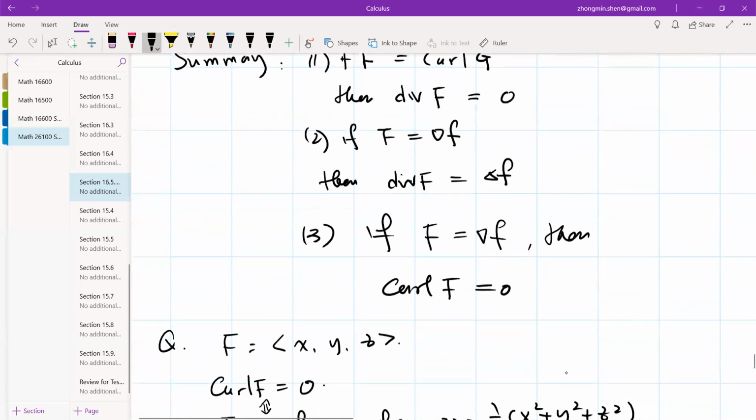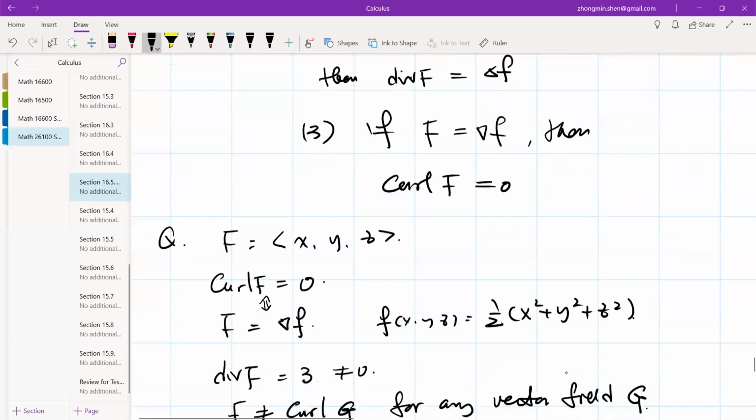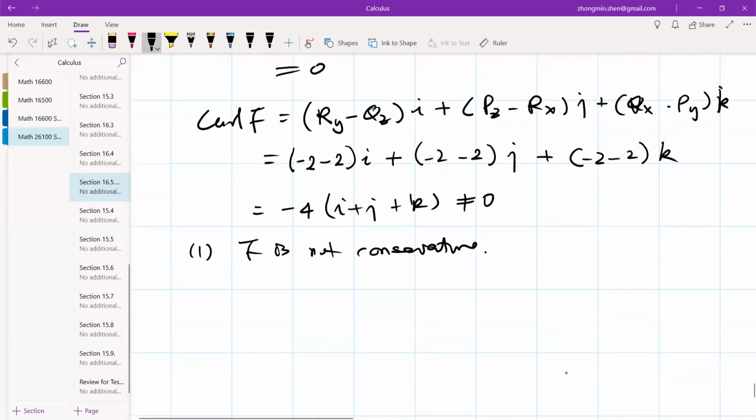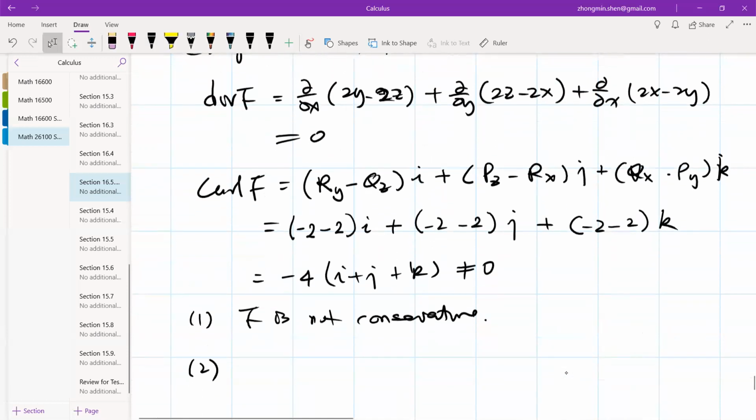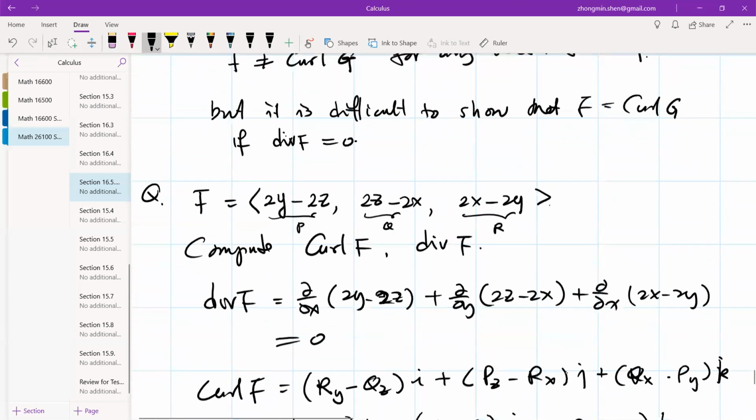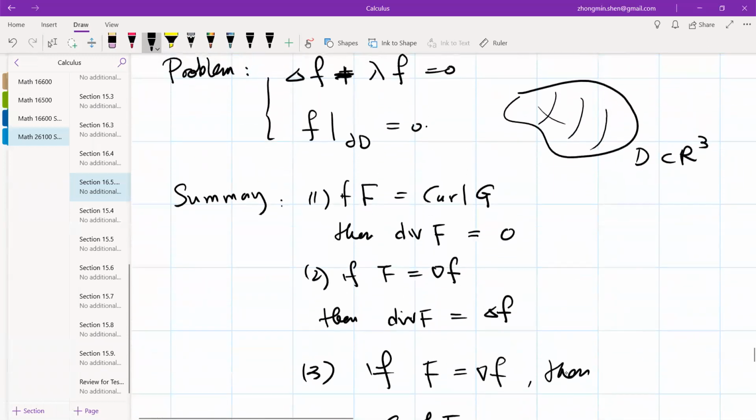So the divergence of F is 0. Then F might be the curl of some vector field G, might be. Why? Because that's not a sufficient and necessary condition. Going back to here: if F is a curl of G, then the divergence is 0. But conversely, it's not necessarily true, right? Yes.